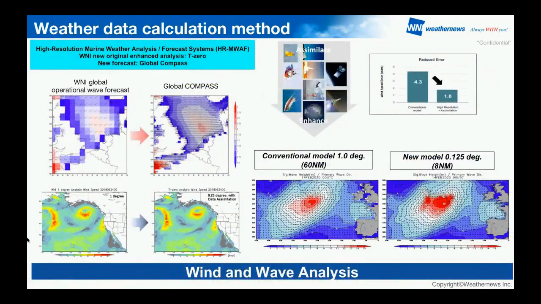So here at Weathernews, we think it's really important to have the best possible forecast. So we've also looked at how we can improve our own forecast model. And as such, we've come up with a high resolution marine weather analysis model. So basically what this means is that we've looked at ways of improving our wind and our wave models and analysis. So part of our analysis is what we call our T0 project.